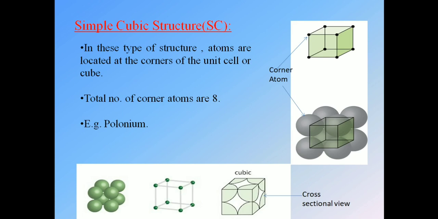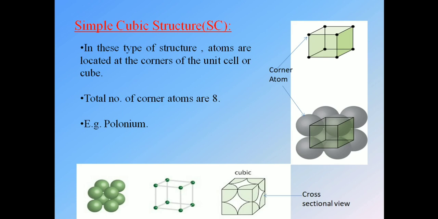Okay, so what the definition says, in this type of structure atoms are located at the corners of the unit cell or cube. Only corner atoms, no face centered atoms, no body centered atoms, only 8 corner atoms. So the total number of corner atoms are 8, and the example is polonium.